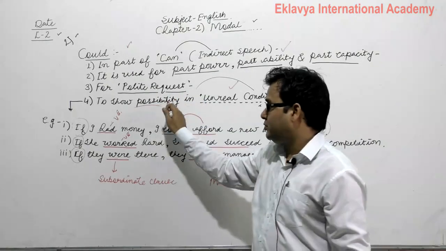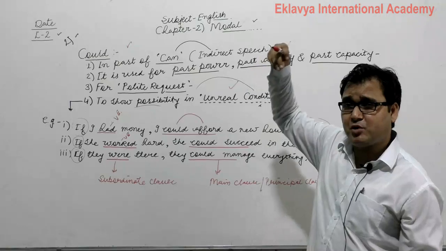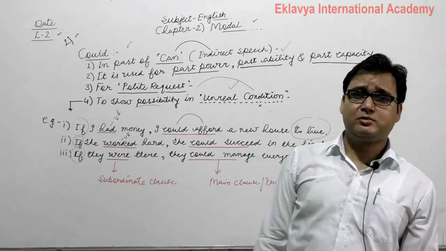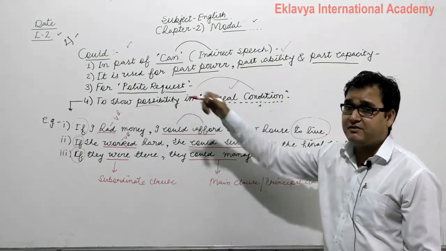So to show possibility in unreal condition, where the condition is purely unreal, we know that very well, there is no problem. The condition is purely unreal, but don't forget that it is unreal condition. Possibility find out कर रहे हैं.